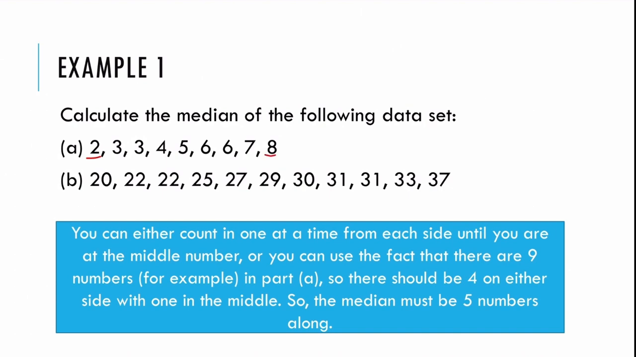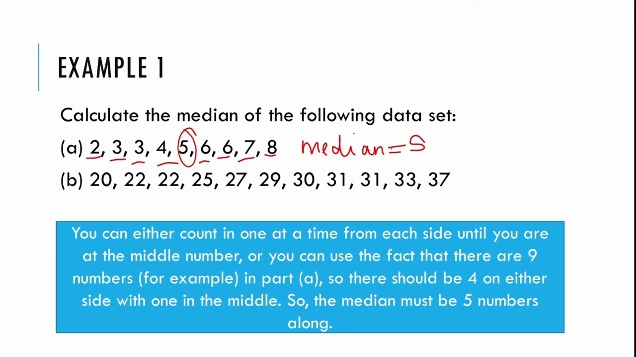1, 1, 2, 2, 3, 3, 4, 4. We have one number in the middle, which is 5. Therefore, our median is 5. Just checking that I do have the same number of numbers on either side of that median, so I have 4 numbers on either side.